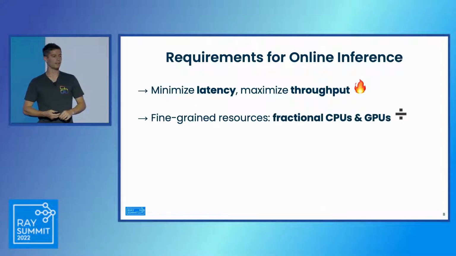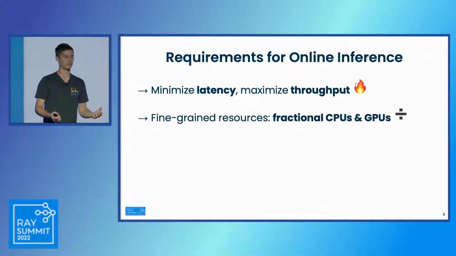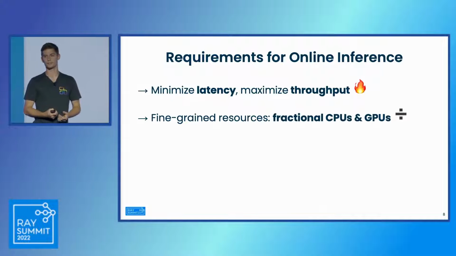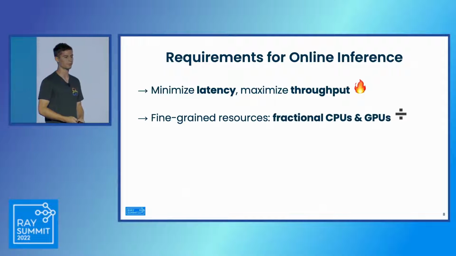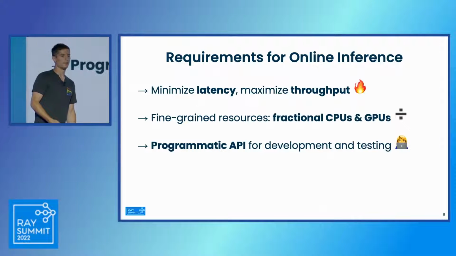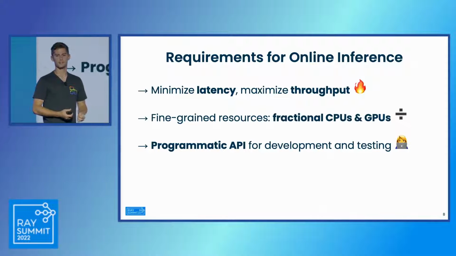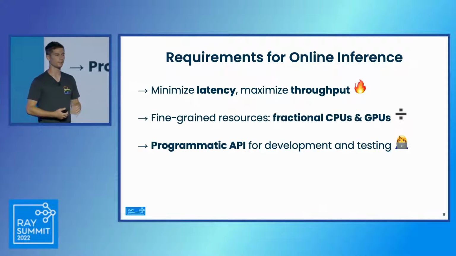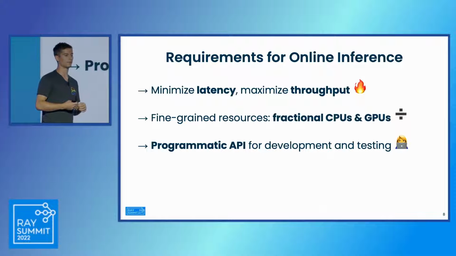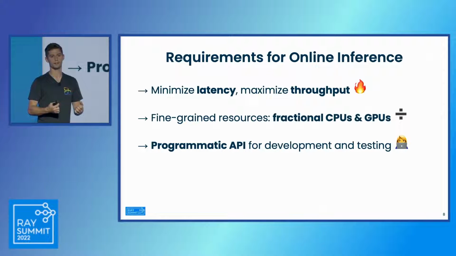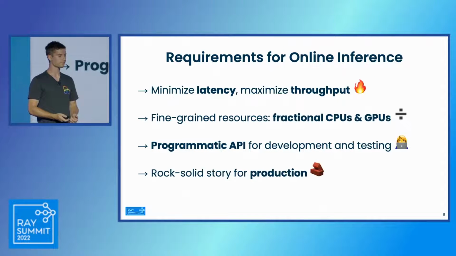Along the same vein, we may also want to allocate fractional, fine-grained resources. We may want multiple models to run on the same CPU or on the same GPU in order to save cost. And it's really important that we have a programmatic API to make sure that the data scientists or machine learning engineers that are building this application are able to be really productive when building, developing, and testing their application.